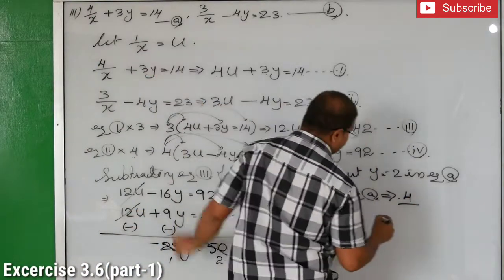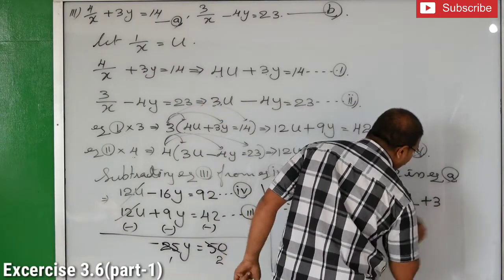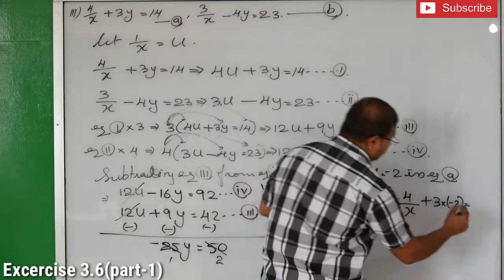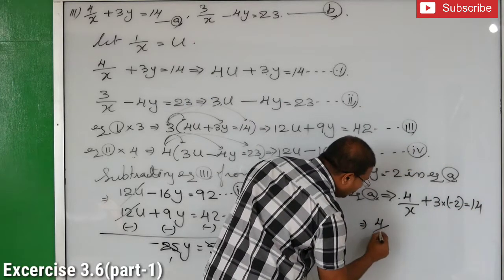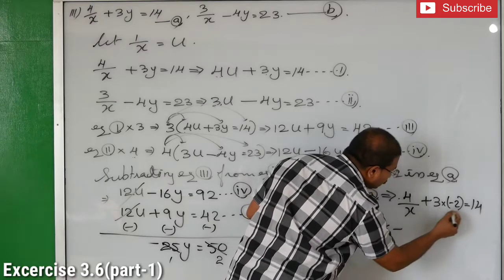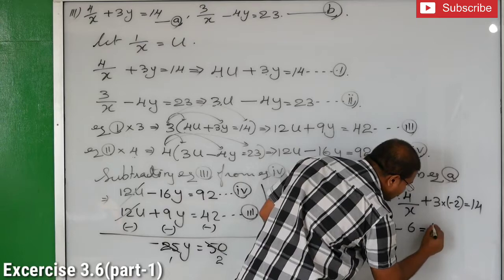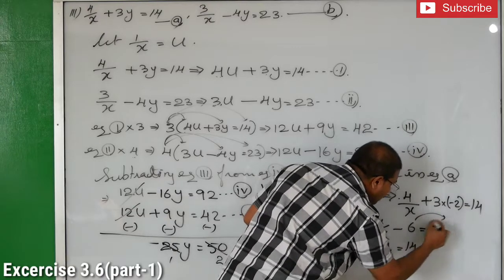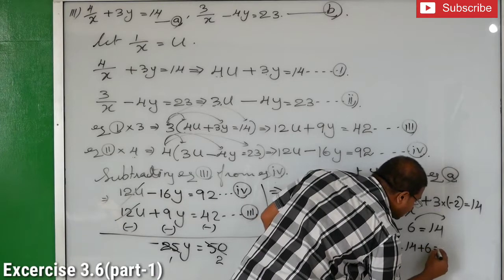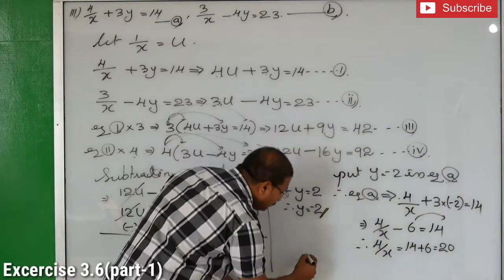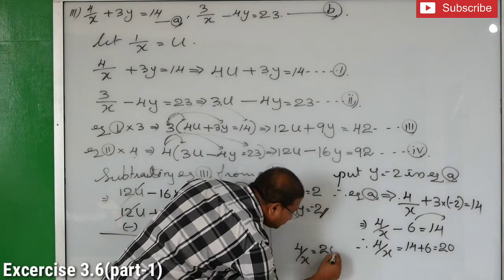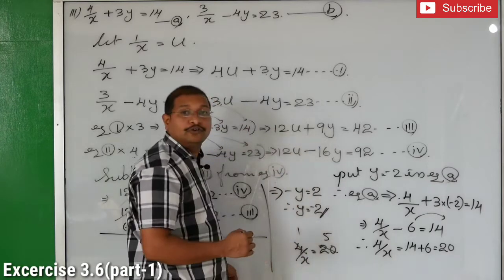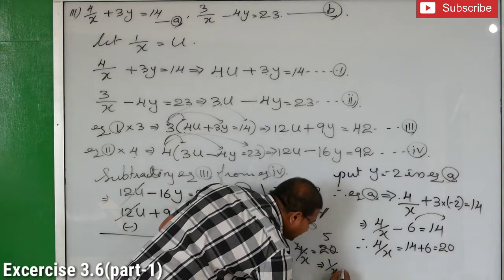4 by x plus 3 into y. Y means what you will write? Y is minus 2. Minus 2 equals 14. Ready? This implies 4 by x, see, plus into minus, minus, 3 twos are 6, equals 14. Therefore, 4 by x equals 14, minus 6 goes next side, plus 6, that means 20. Ready? That means we got 4 by x equals 20. So both sides we can cancel by 4. 4 ones are 4, 4 fives are 20. That means we are getting here 1 by x equals 5.